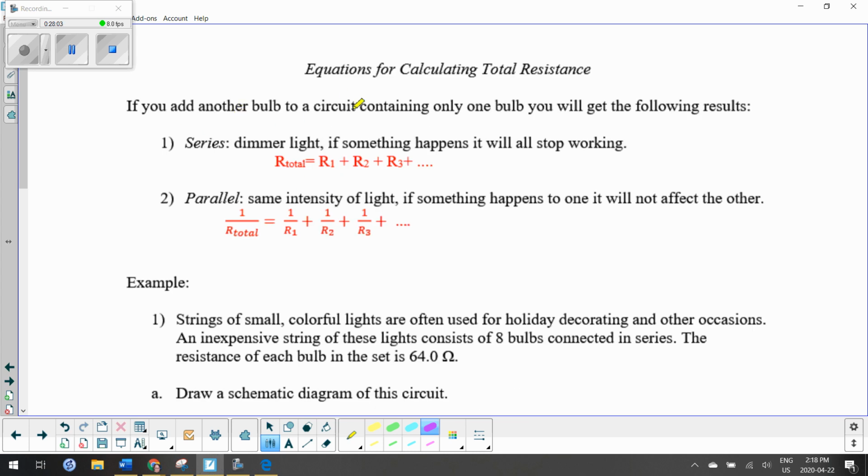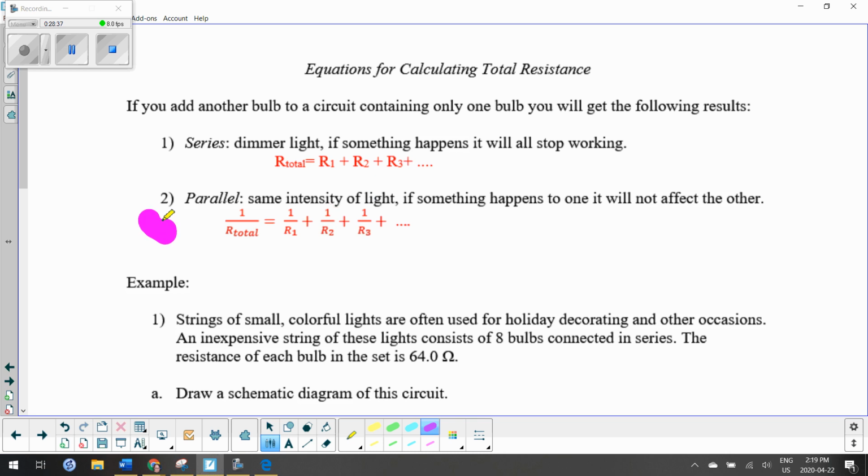If you add another bulb into a circuit with only one bulb, you'll have the following results. In a series circuit, you're going to get dimmer light, and if something breaks, it'll also stop working, which I explained in the previous one. In a series circuit, your total resistance, you add them together. In parallel, you get the same intensity of light because electricity can flow through all pathways, and you use this calculation for resistance if it's in parallel.